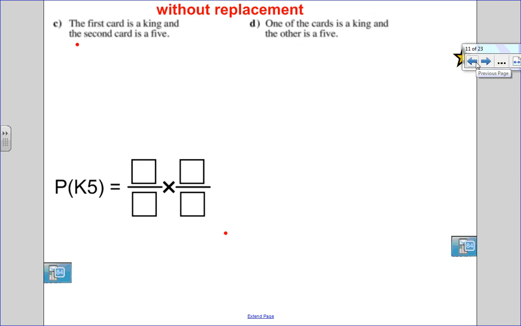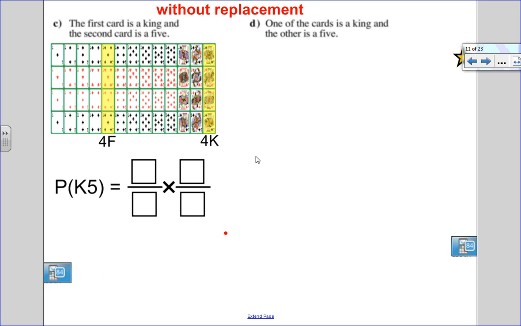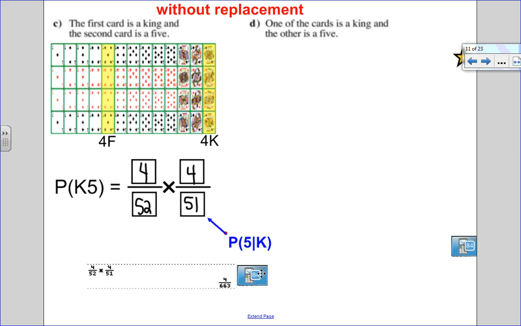Okay, probability the first card is a king and the second card is a 5. So looking at my deck, I have 4 cards that are kings and 4 cards that are 5. So the probability of a king and then a 5. There are 52 cards in the deck, 4 of them are kings. I keep that first card, so I now have 51 cards in the deck, 4 of which are the number 5. So looking at that, again, this is just a notation. This is the probability of getting a 5 given that I got a king first. Put those into the calculator, and in lowest terms, my answer is 4 out of 663.